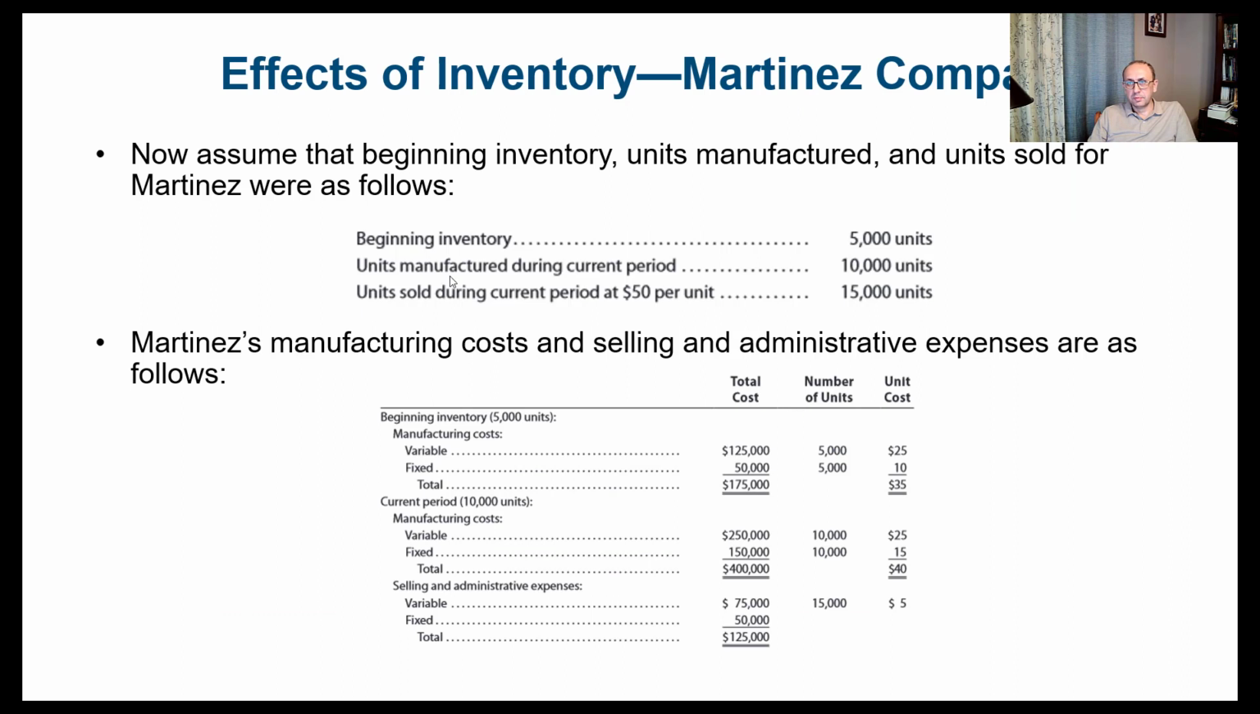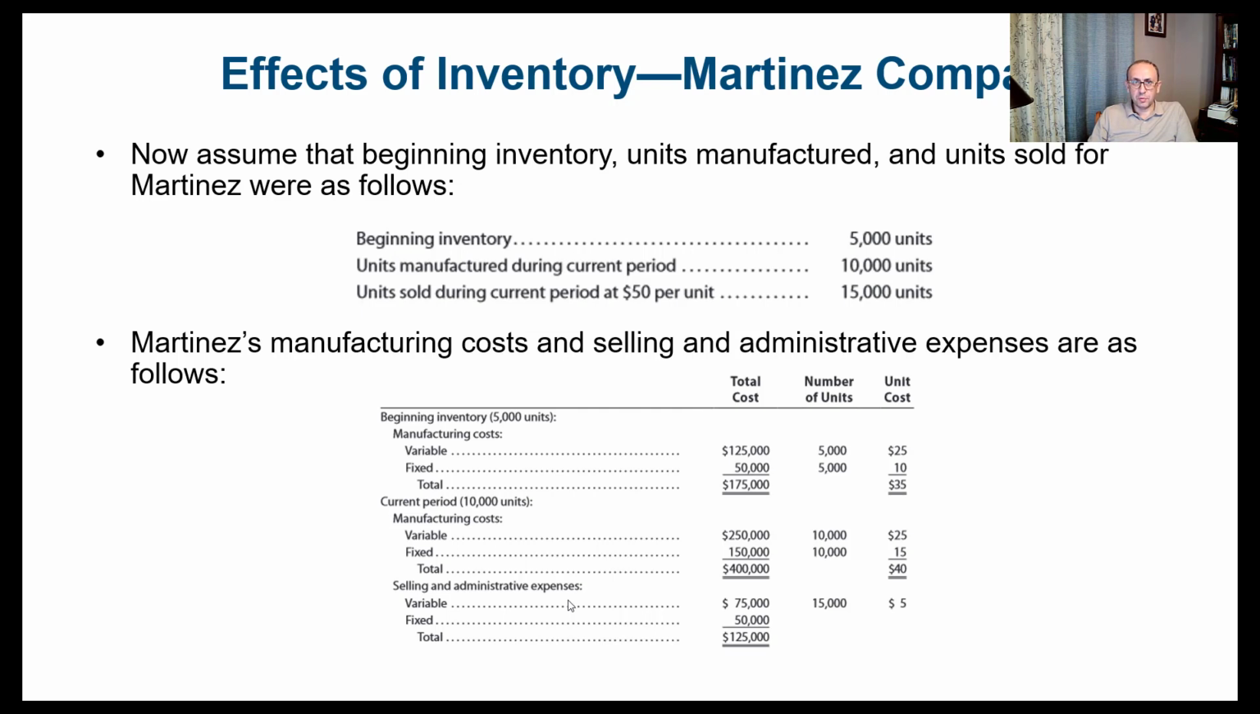Now assume that the beginning inventory, units manufactured, and units sold for the company were slightly different. We have a beginning inventory of 5,000. We manufactured 10,000 and we sold, at $50 per unit, 15,000. So in other words, we sold more than we manufactured. So what would happen in this case? And here we have the beginning inventory, the current period manufacturing cost, and the selling and administrative expenses.